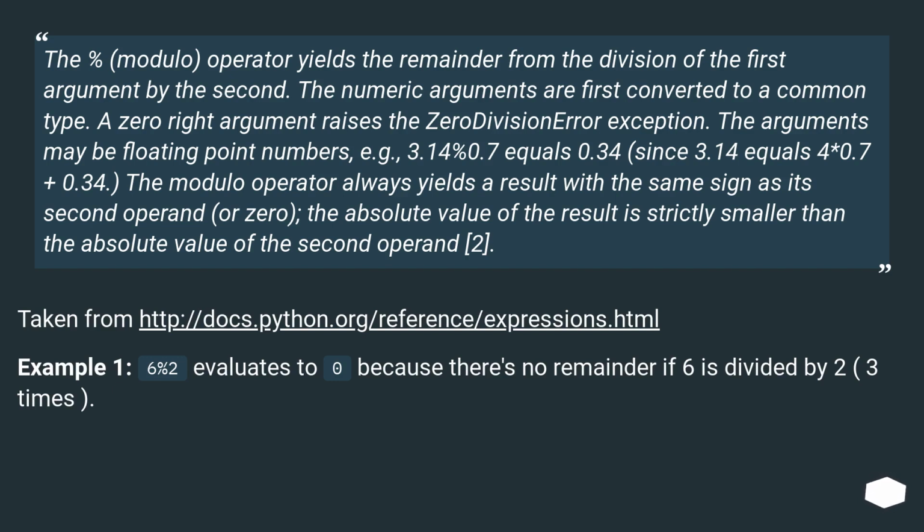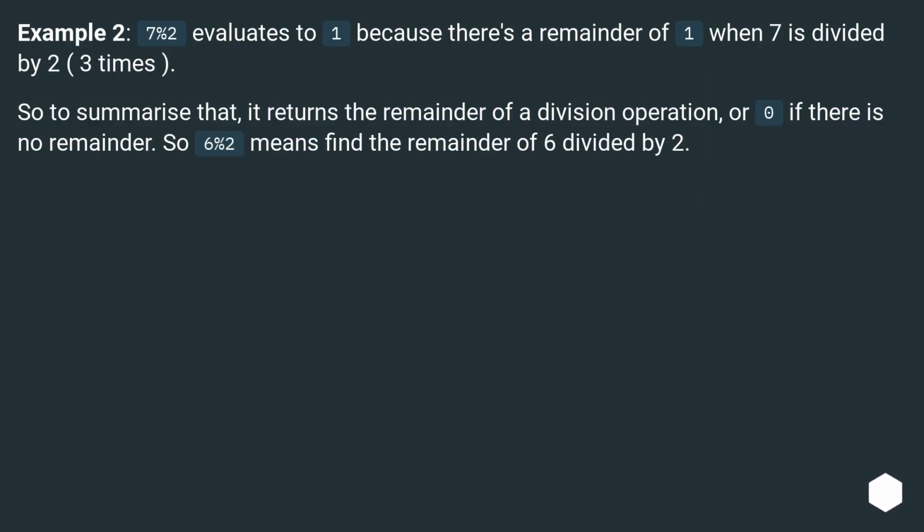Taken from this URL. Example 1. 6 % 2 evaluates to 0 because there's no remainder if 6 is divided by 2, 3 times. Example 2. 7 % 2 evaluates to 1 because there's a remainder of 1 when 7 is divided by 2, 3 times. So to summarize, it returns the remainder of a division operation, or 0 if there is no remainder. So 6 % 2 means find the remainder of 6 divided by 2.